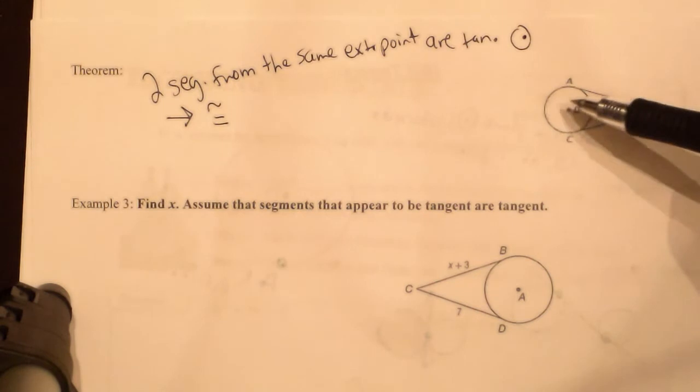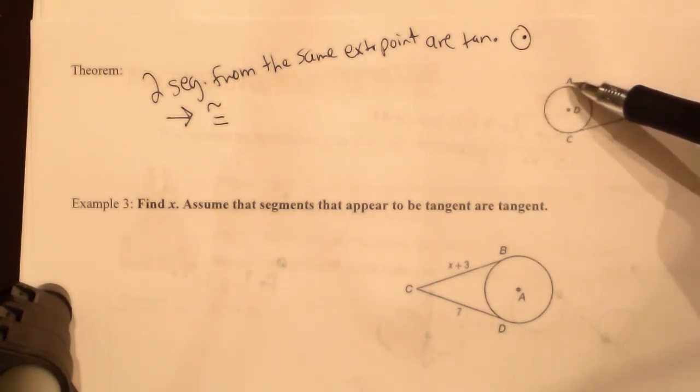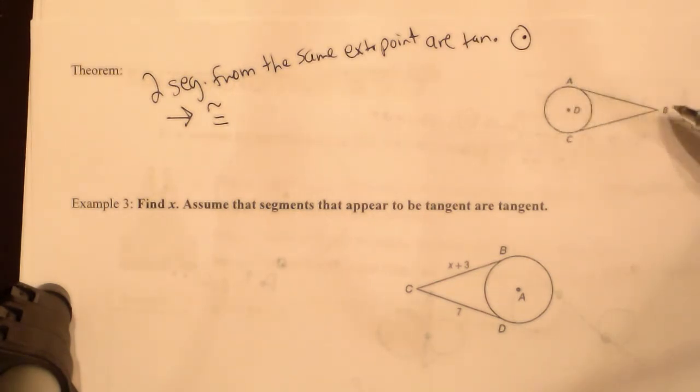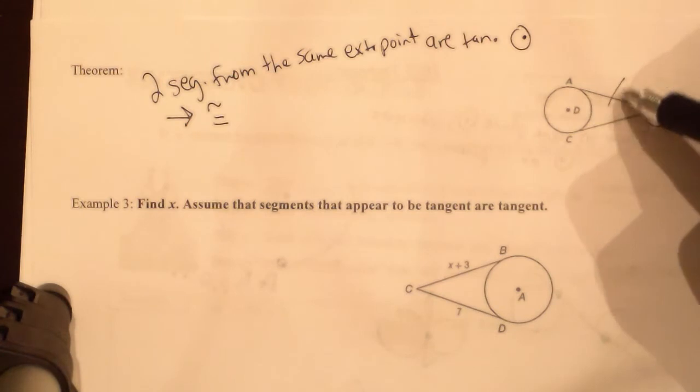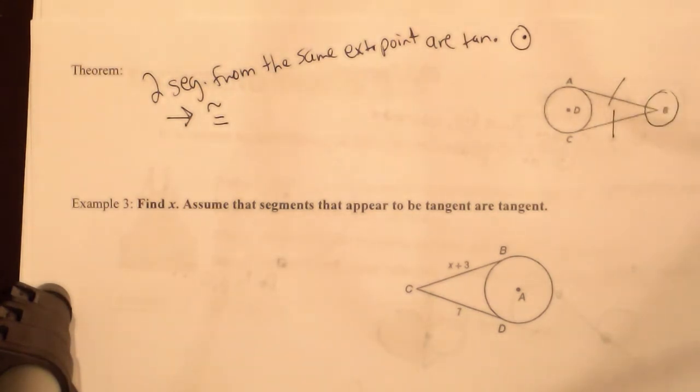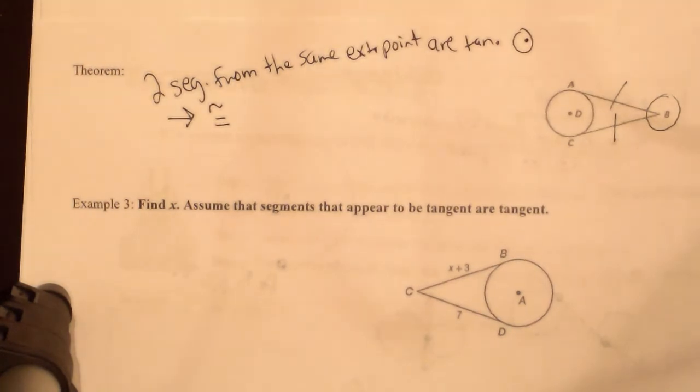So see, we have a circle, right? We have two tangent lines. We have a tangent line from A to B. There's a tangent line from C to B, right? So those two tangent lines both share that same exterior point of B, right? So that means those two tangent lines are congruent. That's all it's saying.